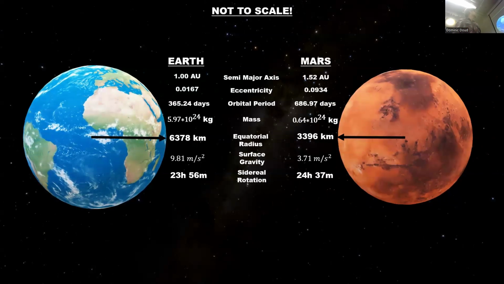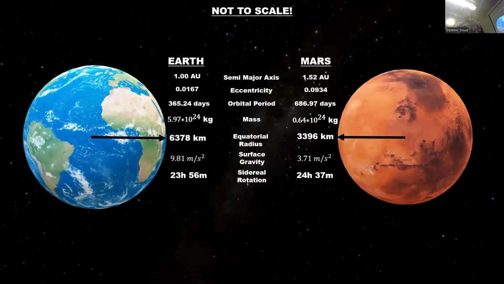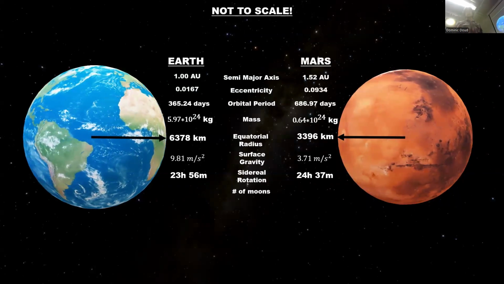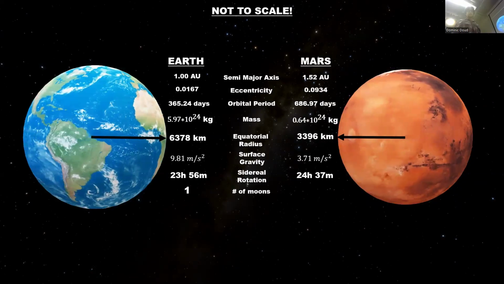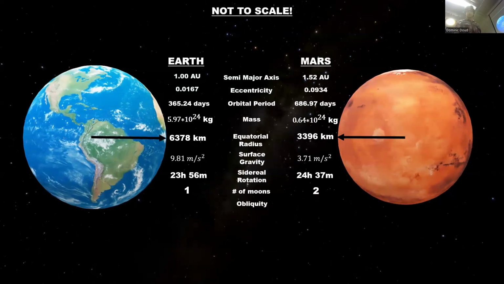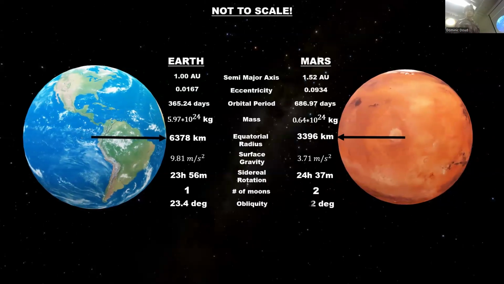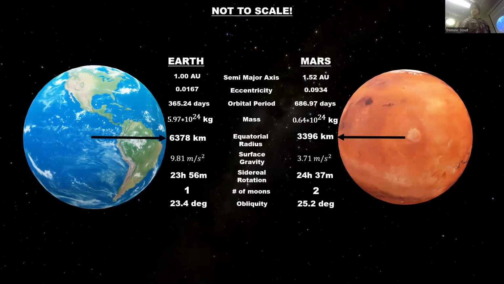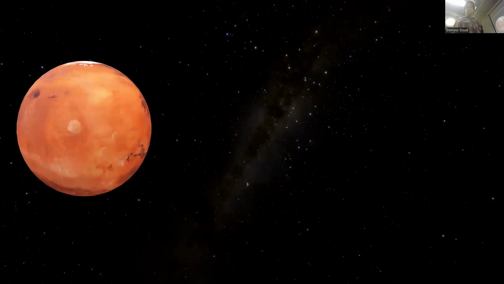In terms of the day, we got, of course, about 24 hours a day for Earth, and it's a little bit over 24 for Mars. Earth has, of course, the one moon we know, and Mars has two moons. Phobos and Deimos are little asteroids. And the obliquity is 23 and 25 degrees. You will learn what that will mean in a bit.